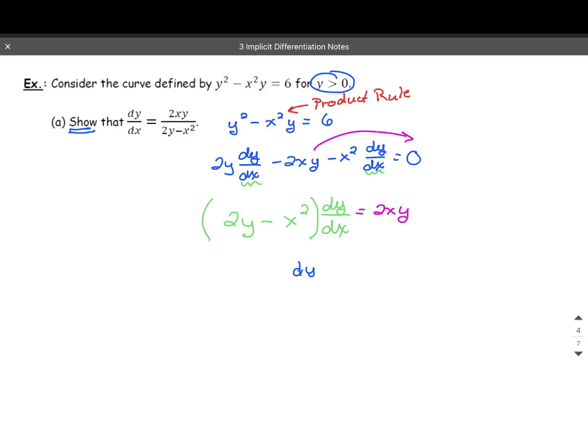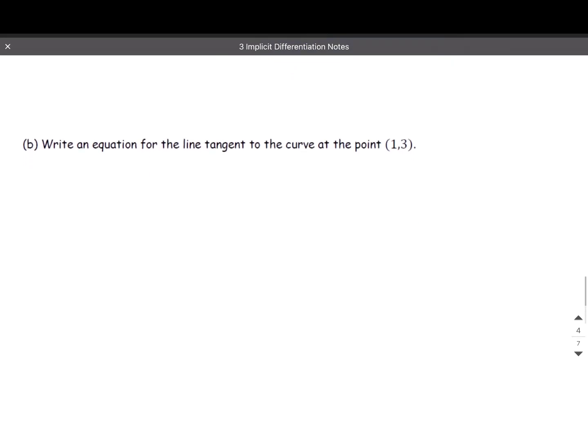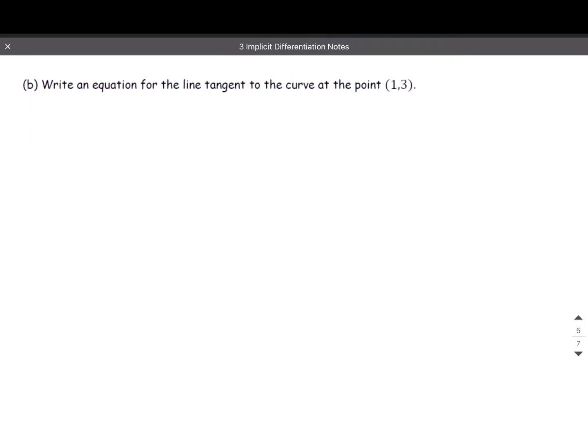And now all I have to do is divide both sides by that 2y minus x squared, and I have shown what they asked me to show. Ta-da! It works. Okay, now part B. Write an equation for the line tangent to the curve at the point (1, 3).